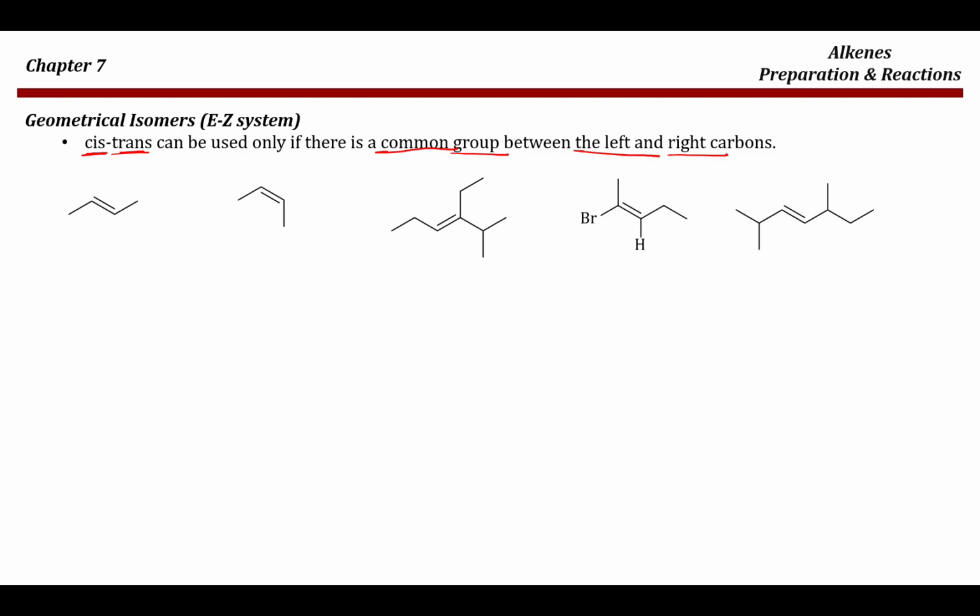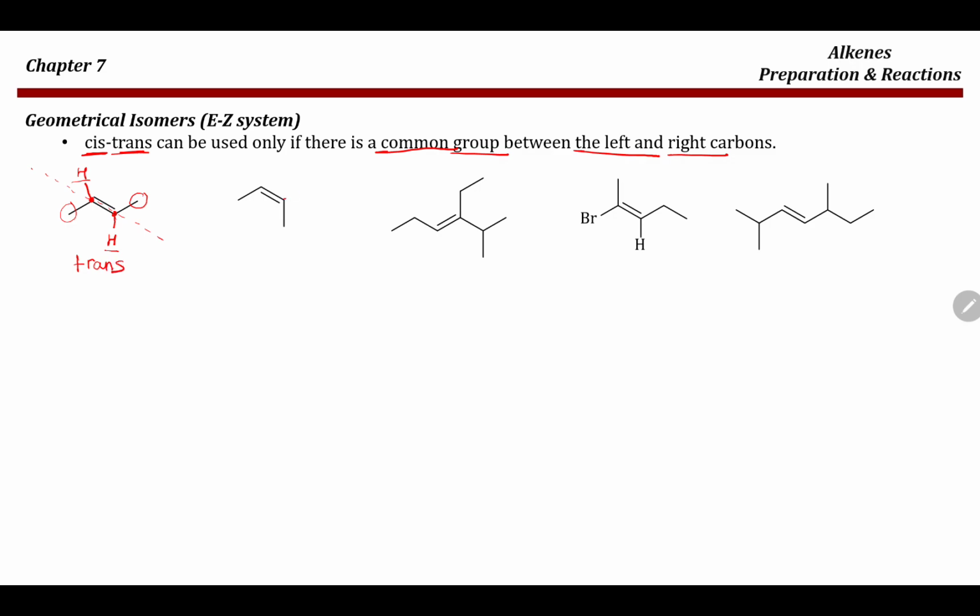Now, first of all, the E-Z system can always be used, whether you have a common group or you don't have a common group. For example, let's start with the first compound here. Again, this carbon and this carbon. Try to find a common group between the left and right. Well, if I draw the hydrogens or if I don't draw them, those are the common groups. No matter which you choose, the common groups are at opposite sides. See, if this is a line which is passing through the double bond, the common groups are at opposite sides of the double bond. That's why this is a trans compound.